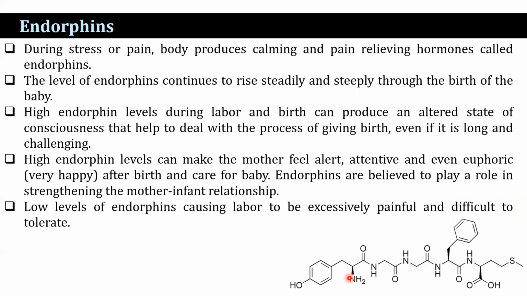And the last one, endorphins. Endorphin is produced from the hypothalamus and also from the brain. Nowadays, 20 different types of endorphins are reported. During stress or pain, the body produces calming and pain relieving hormones that are known as endorphins. This comes from endogenous morphine, that is the endomorphin.